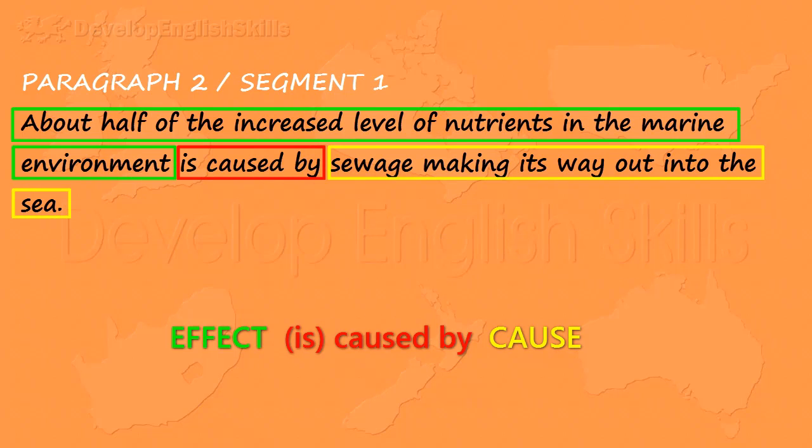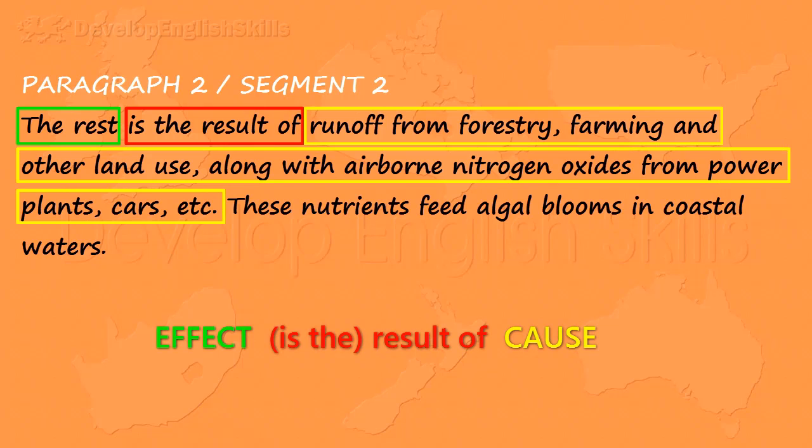About half of the increased level of nutrients in the marine environment is caused by sewage making its way out into the sea. "Is caused by" is used to link the effect and the cause. The rest is the result of runoff from forestry, farming and other land use, along with airborne nitrogen oxides from power plants, cars, etc. These nutrients feed algal blooms in coastal waters. "Is the result of" links the effect with the cause.